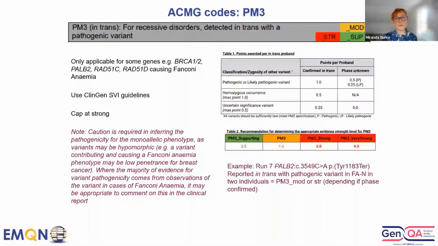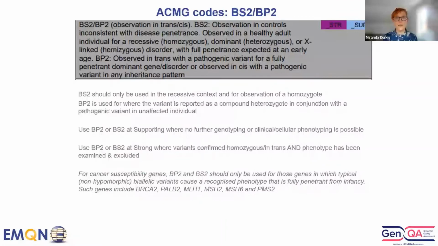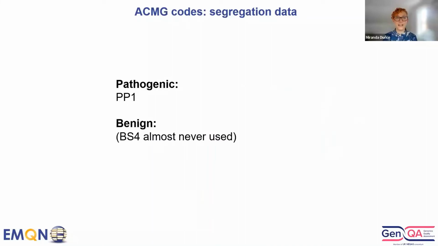An example where we used PM3 was in Run 7 for this PALB2 variant. This is another one I'm going to skip over and move on to the segregation data. In actual fact, I didn't even do a slide for BS4 because it's pretty much never used, because it would be non-segregation with disease. But we know breast and ovarian cancer caused by BRCA1, BRCA2 and HRR genes has reduced penetrance, and we also have phenocopies as well. So it would be very unusual to use BS4 in this case, and it's a strong category as well.